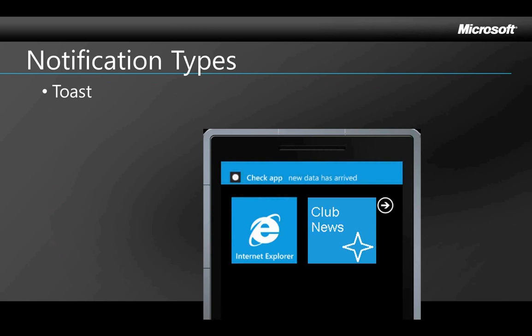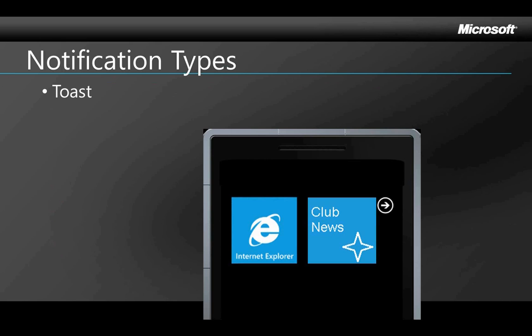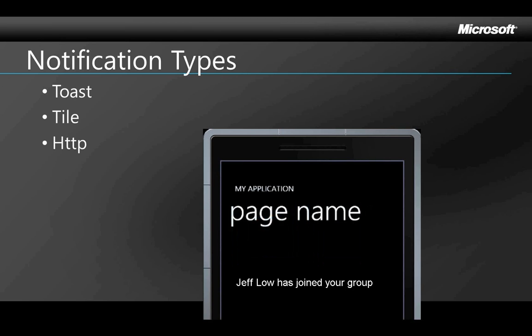A toast notification pops up like this when the phone is connected and a message is received, but the target app itself isn't running. If the user has pinned the app to the start page, then the tile for that app can be used for notification like this. When the app is running, it can get data from an HTTP notification and use it however it wants. It could print it out directly, or it could use it to contact the device for more detailed information to display.